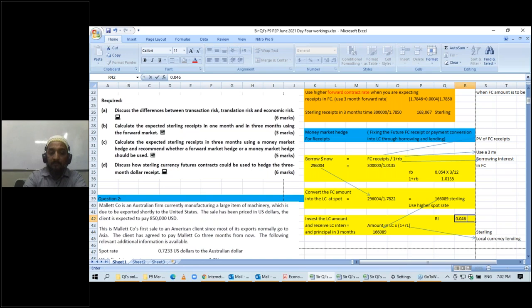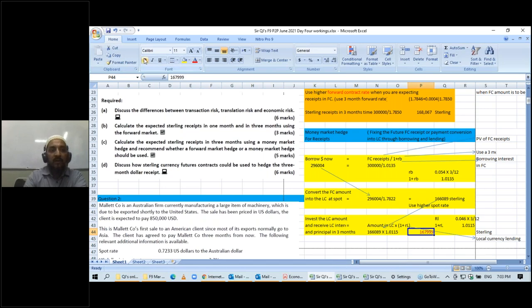Now again, multiply it by 3 and divide by 12 so that you get a 3-month rate. This is very important. And then 1 plus RL will become 1.0115. So multiply this amount 166,089 by 1.0115. This will increase the amount to 167,999. And this is your answer to the question.